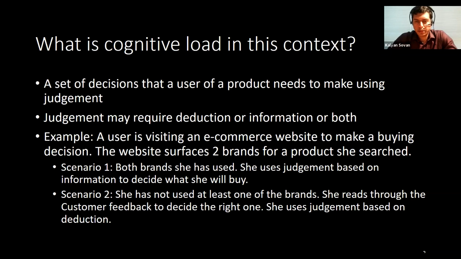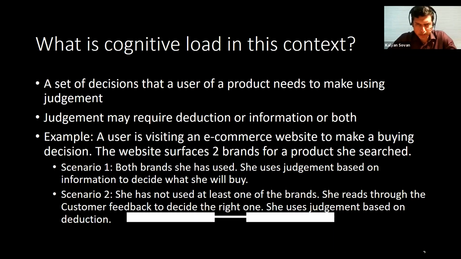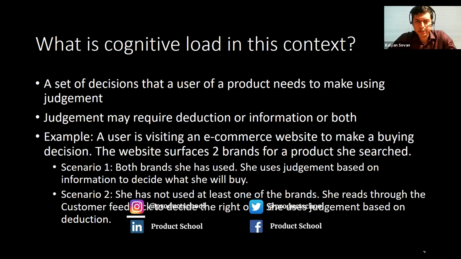A user is visiting an e-commerce website to buy a product, right? The user enters a string in a search box and gets some results. The user looks at those results and finds that for the two options that have been surfaced, the user has an experience with both of them. This person goes into the product details, tries to understand certain aspects of it, and also tries to understand the customer feedback, right? If in this scenario the user has the right kind of information, or is able to deduce it, they're able to make a decision.